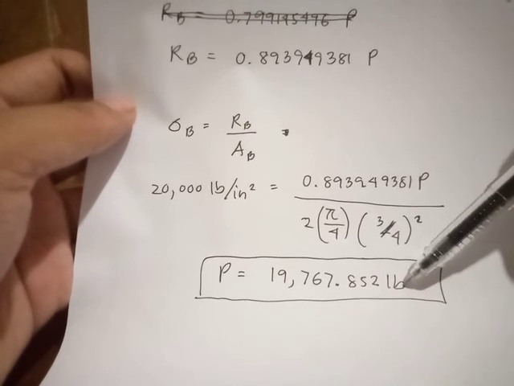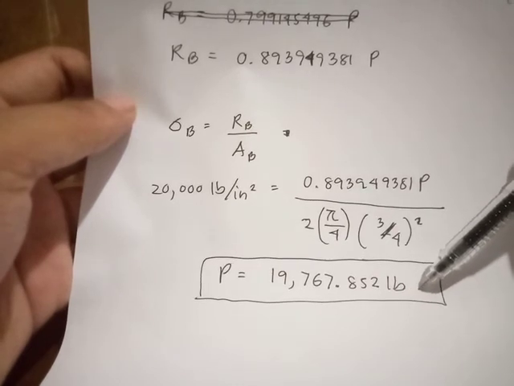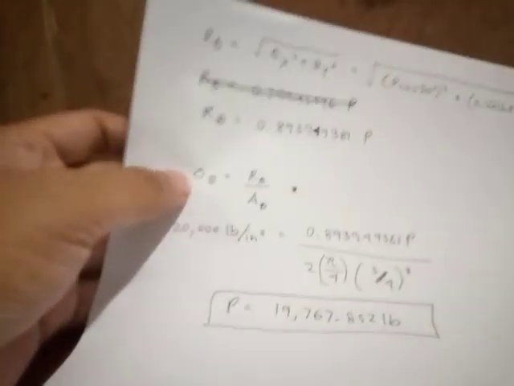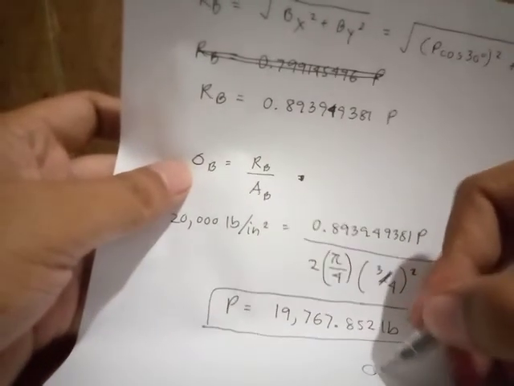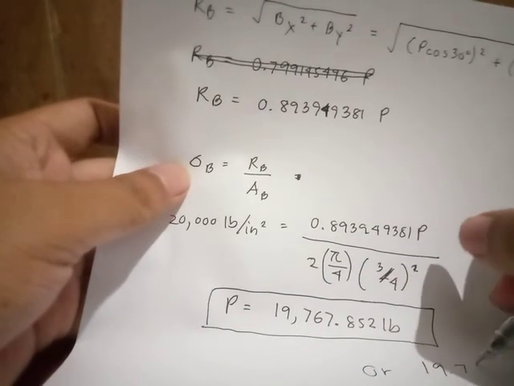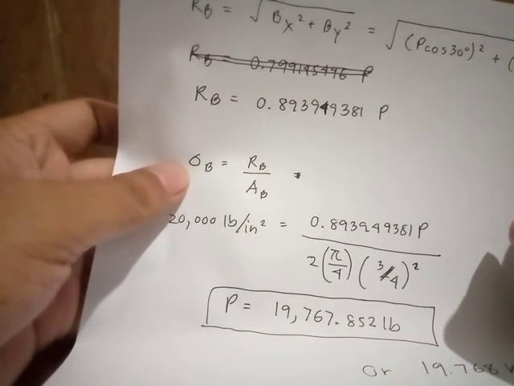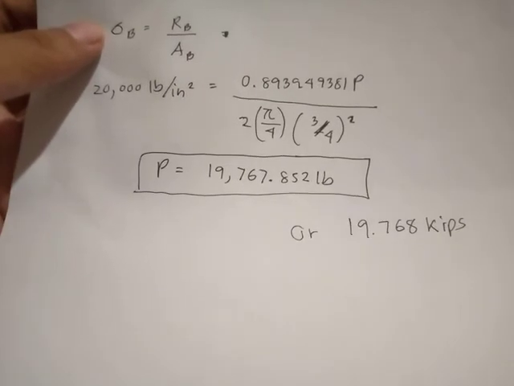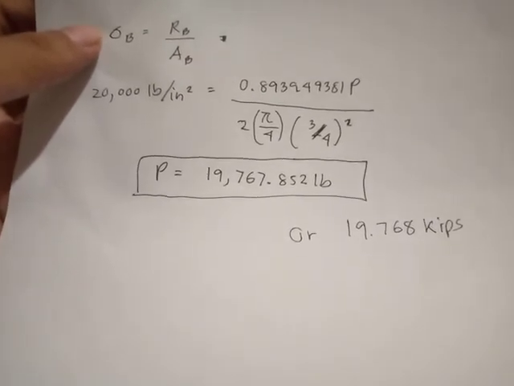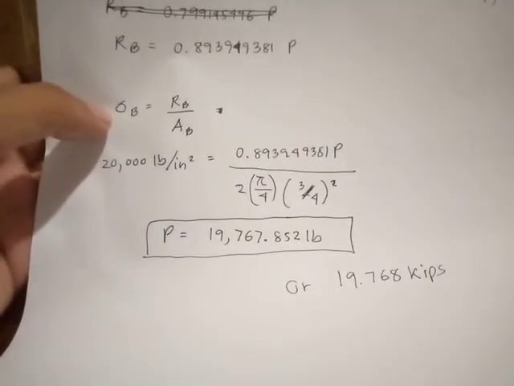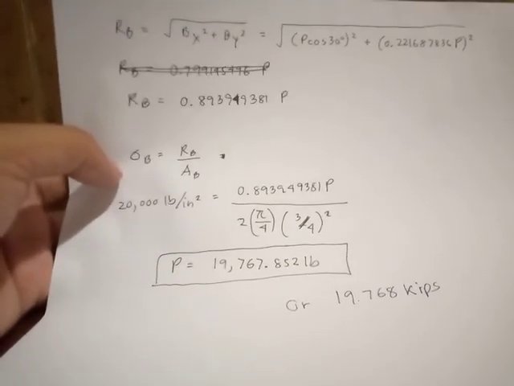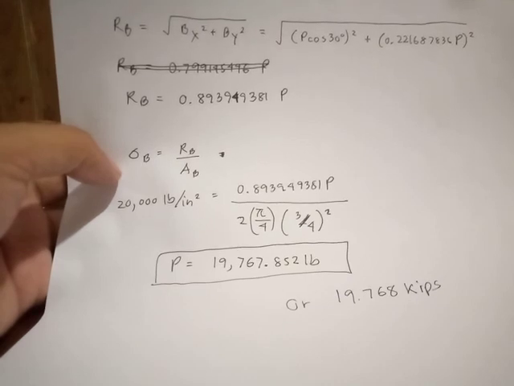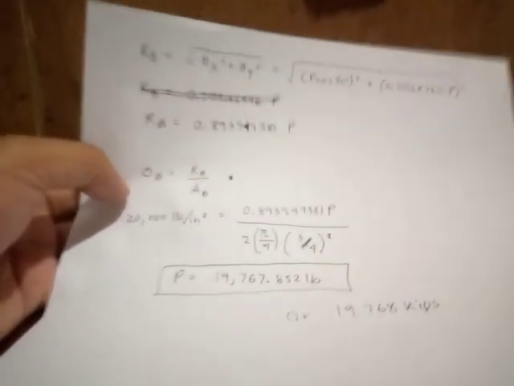So, nakuha natin na P is equal to 19,767.852 pounds. Pwede nating i-rewrite to as 19.768 kips. Okay. Yan. Pwede mo ring sabihin na kips, 19,767.852 pounds or 19.768 kips or kilopounds. So, I hope na may natutuhan kayo. Okay? So, uulitin ko, this is our last example for this video.